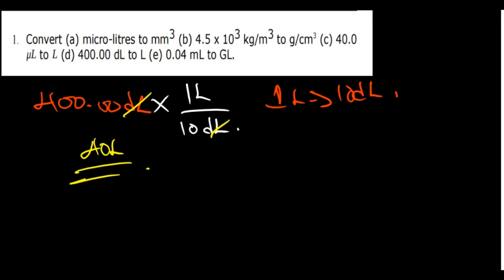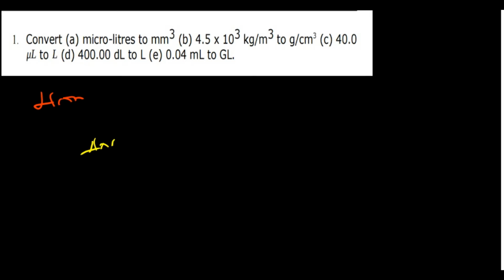So the answer for part D, converting 400 deciliters to liters, is going to give us a 40. Okay, let's go to part E. For part E, we want to convert milliliters to gallons.